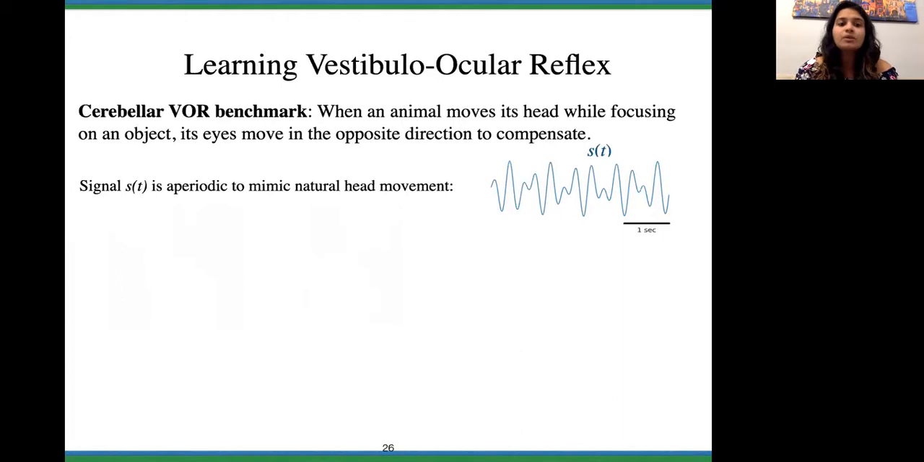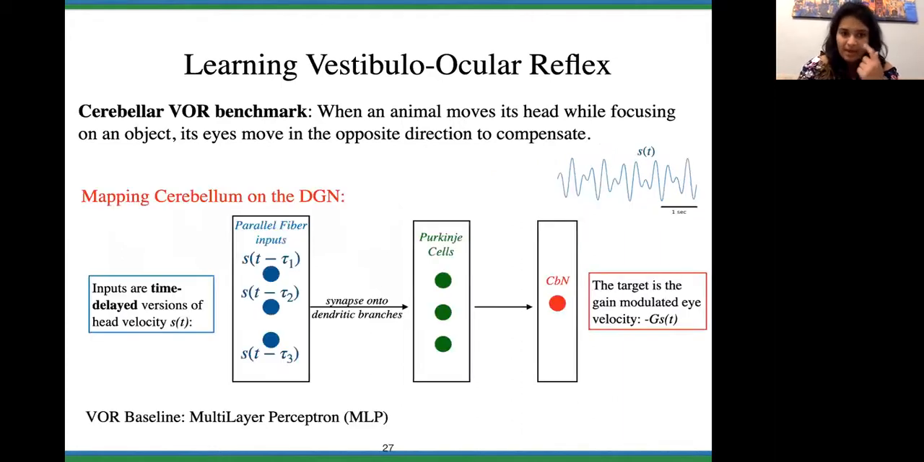We use an aperiodic signal to mimic natural head movement. This is the input. And now we directly map the cerebellum to the DGN. So we saw the cerebellum is a two-layer network. Parallel fiber input goes to Purkinje cells, which go to the CBN, cerebellar nuclei. The inputs to the parallel fibers are time-delayed versions of the signal here, because it takes time for the signal to go from the retina to the parallel fiber input.